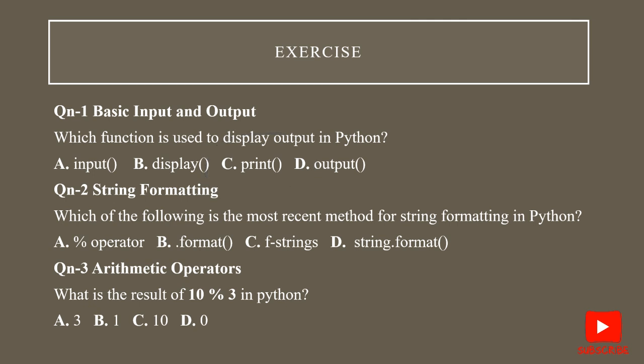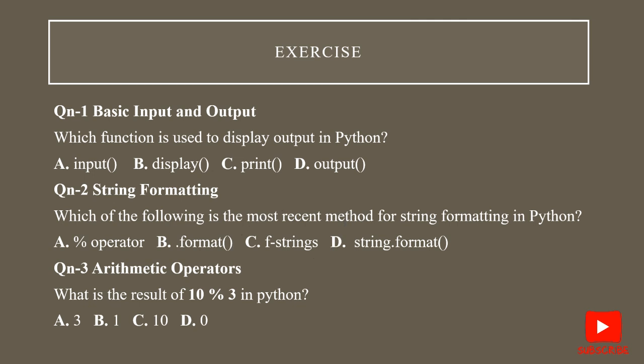And which of the following is the most recent method for string formatting in Python? So f-strings are the most modern and efficient way to format strings. F-strings were introduced in Python 3.6. So they allow you to directly embed expressions inside string literals, making them more readable and concise compared to older methods like the modulo operator and the format function.